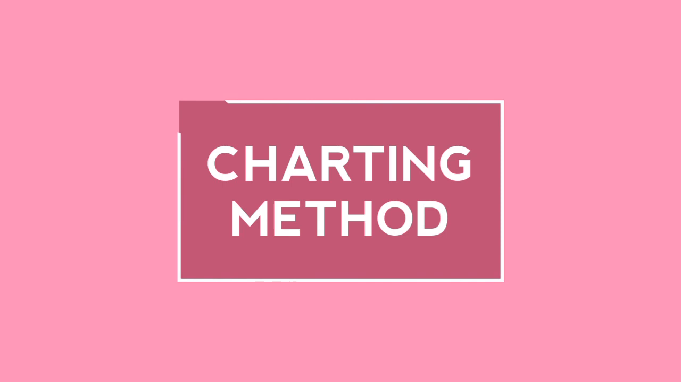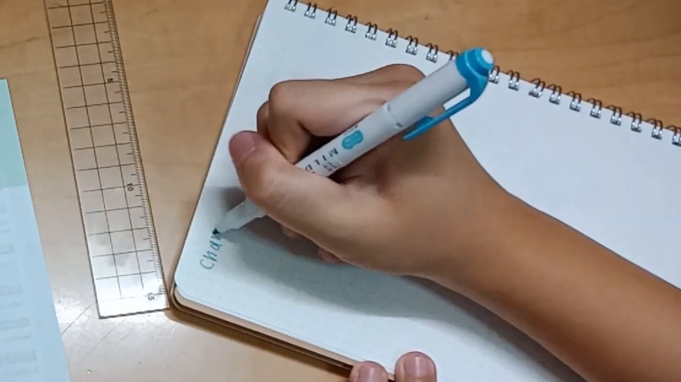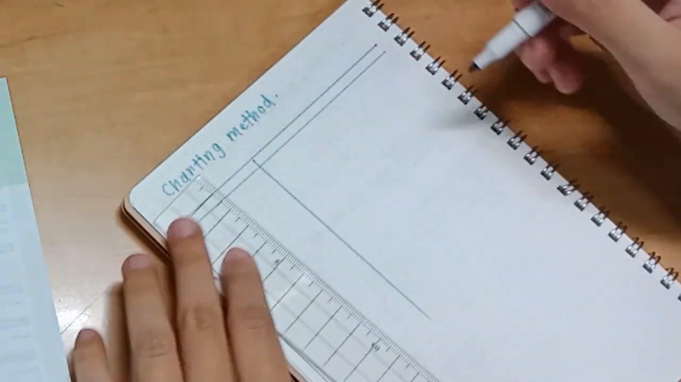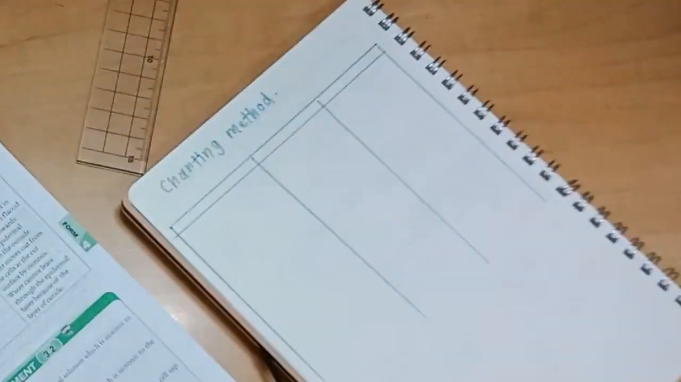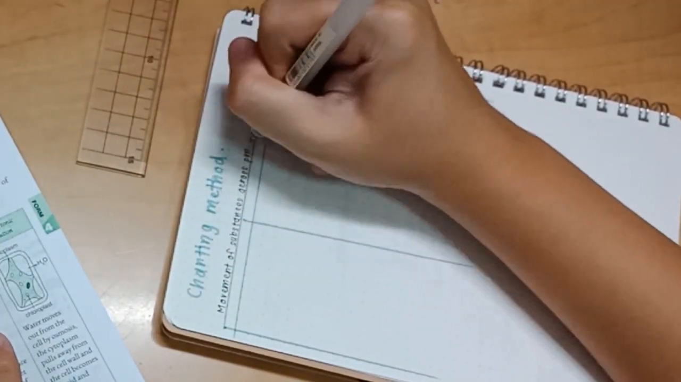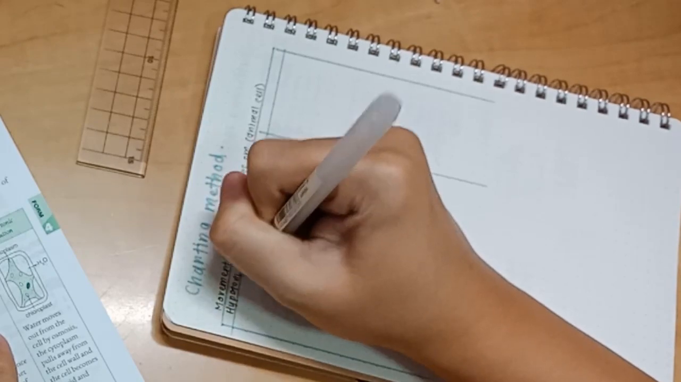The 4th method here is the charting method. The charting method is basically just the same as making tables. First, you can separate your paper into several columns by categories. This could include important dates, people, or events. Write down specific information below the correct column.